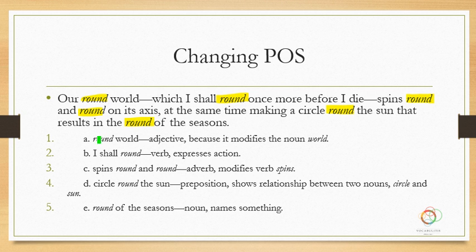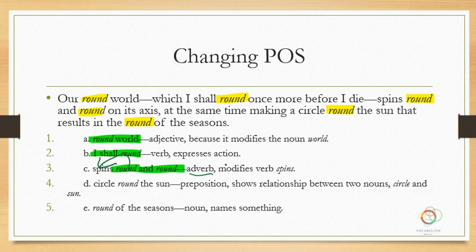The first, round world, is an adjective because it describes the world, what kind of world it is. It's a modifier. The second one, I shall round, sounds like I'm going to do something, right? So this is a verb. It expresses the action. I shall go around. Spins round and round. Well, it spins, and how does it spin? It spins in this manner. This answers the question of how and describes the spins, and that's why it's an adverb modifying spins.